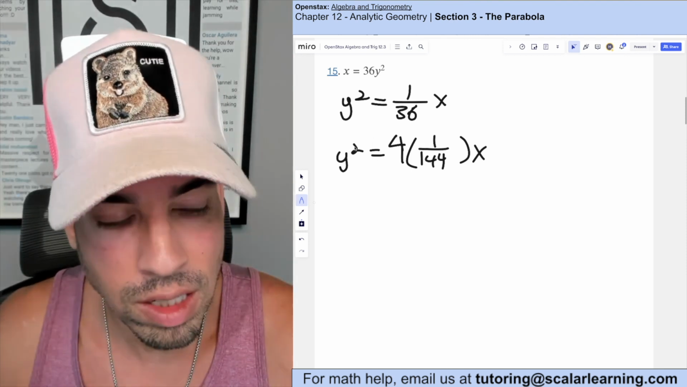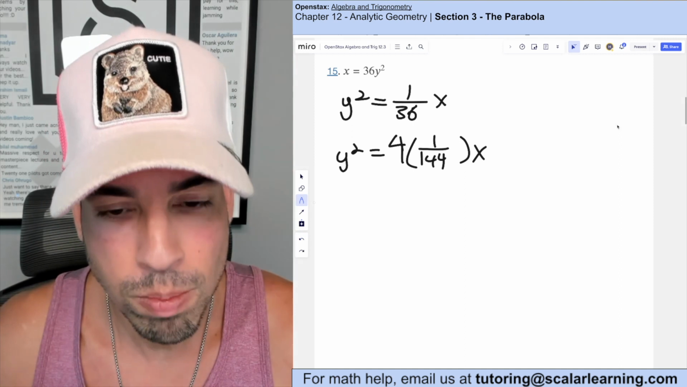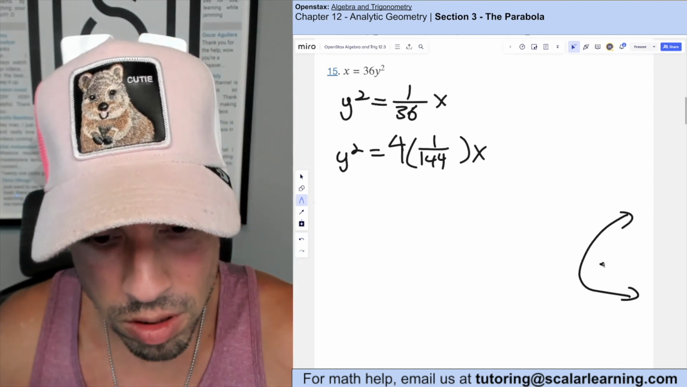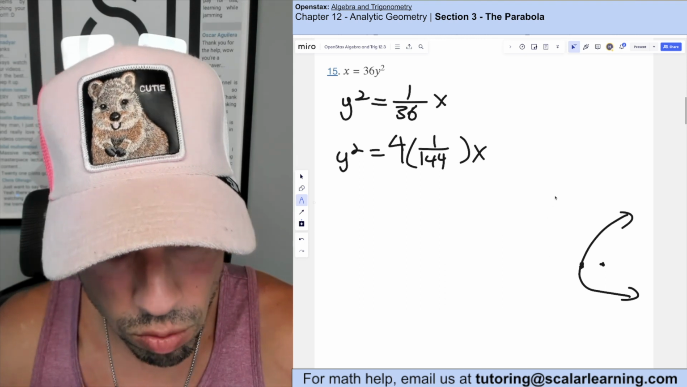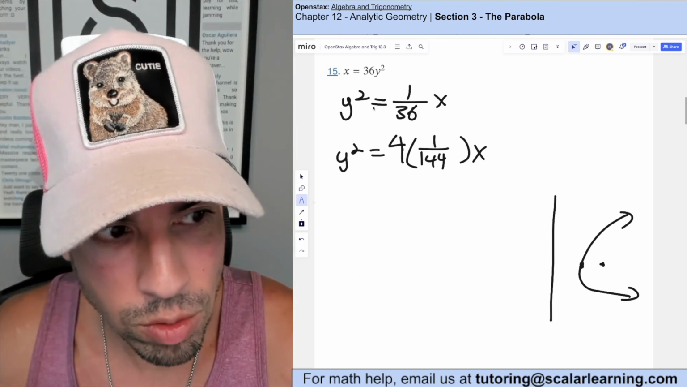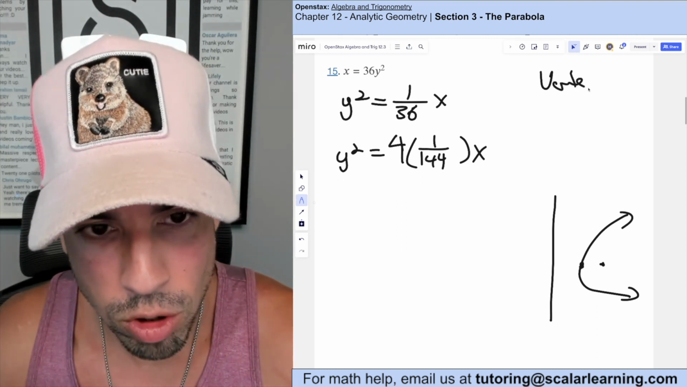Okay, so since it's y squared, this is going to be going left to right, but since that p-value is positive, it's going to be going like this to the right. That means the focus is going to be here, the vertex here, and our directrix is going to be a vertical line like this. All right, so first of all, what's the vertex? Well, since I have no x minus, no y minus, my vertex is the origin, 0, 0.